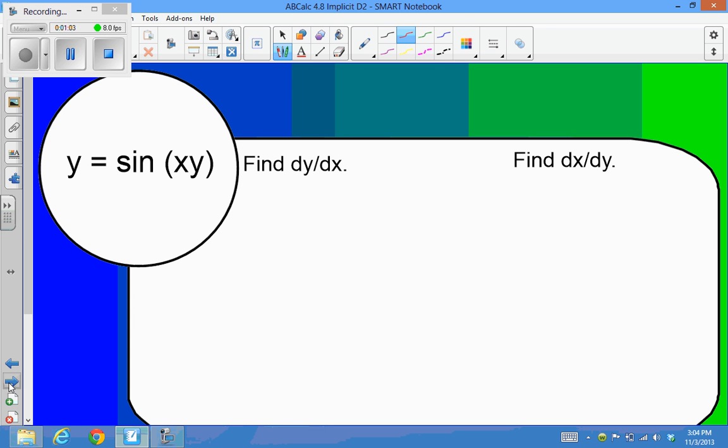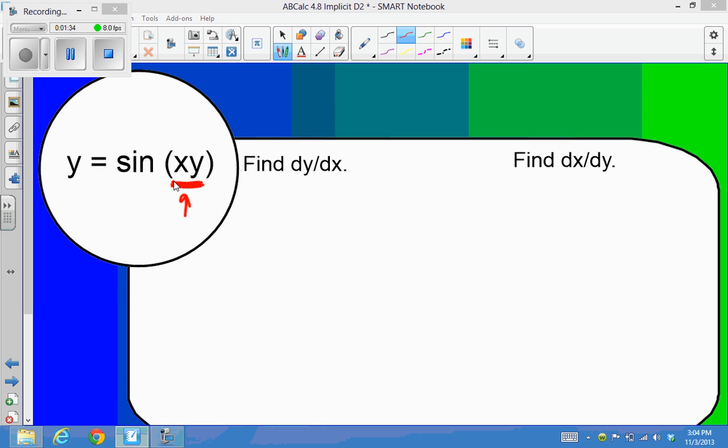Okay, here's our first problem. y equals sine of xy. We're supposed to find dy/dx, which we're used to doing, and then we're going to make a change and find dx/dy. Well, let's start with what we're used to. First thing we should notice is right here, these are multiplied. They're an inner function, sine's your outer. So we're going to have to do the chain rule, and when we do the chain rule, this right here has got to be done with the product rule since they're multiplied.